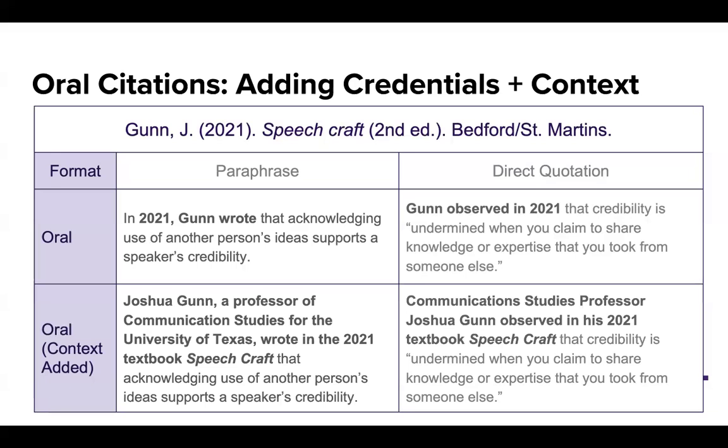So in both these oral citations, I've added the author's full name and noted that they are a professor of communication studies. I also noted that the work I'm quoting is a specific textbook. So with this information, even without a references list, the audience should be able to identify and verify the source. And they should also understand that Gunn is an authoritative figure qualified to discuss plagiarism.